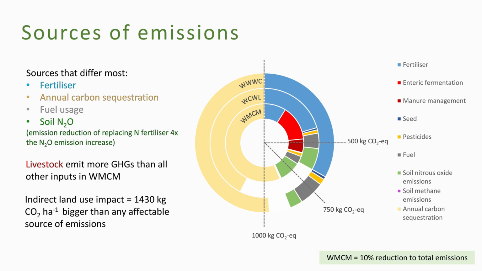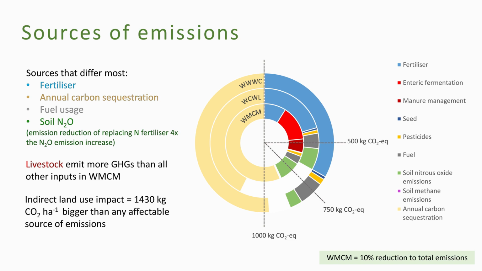Okay, so now looking at the results and the sources of emissions between the different systems. The sources that differed the most were fertilizer, the amount of carbon sequestered, fuel usage, and nitrous oxide. Fertilizer is the biggest one. You can see that in the cash crop system, fertilizer is the hotspot of the system, which means that most of the footprint comes from the use of nitrogen fertilizer. This is just because nitrogen fertilizer uses so much energy to manufacture. It's very carbon intensive as an input. So there was a huge difference between the emissions that came from nitrogen fertilizer.